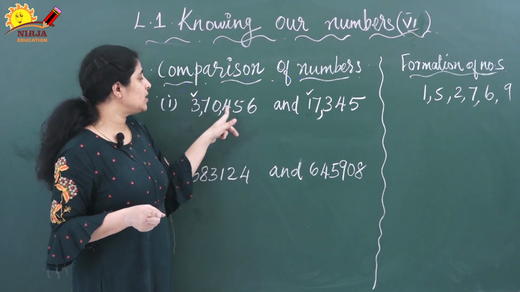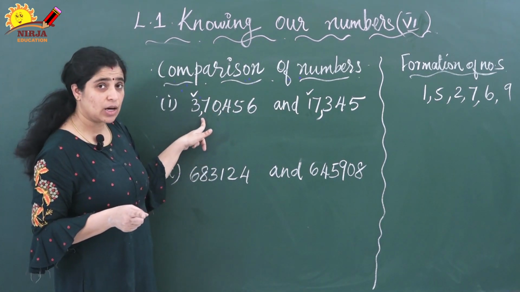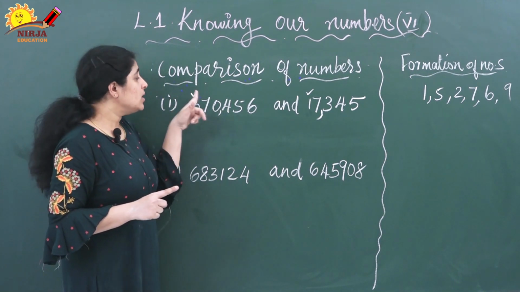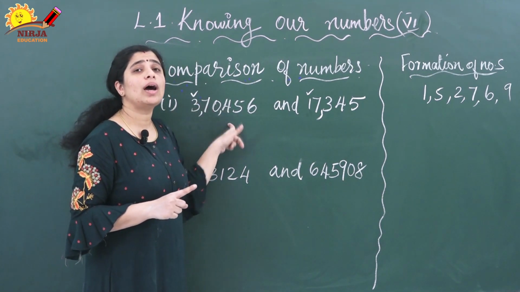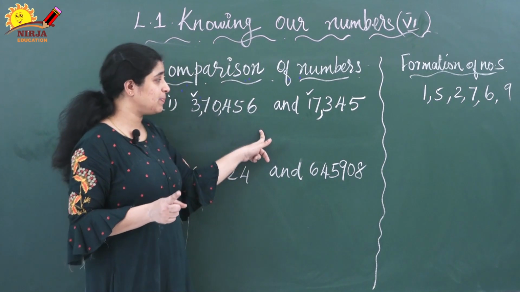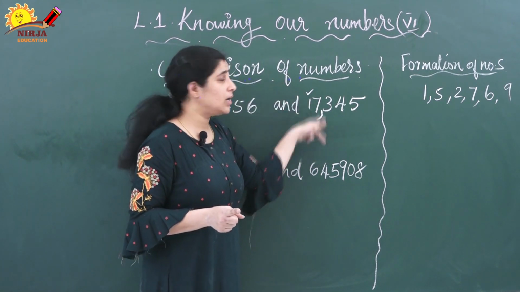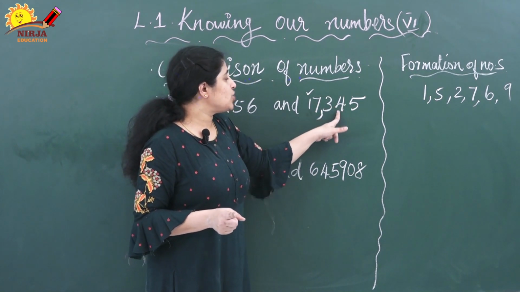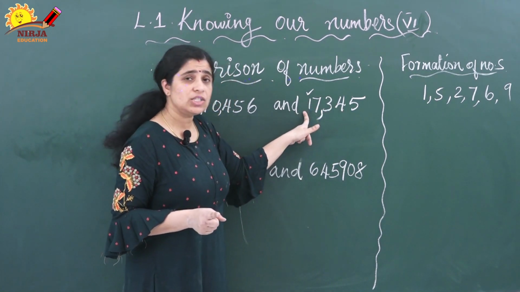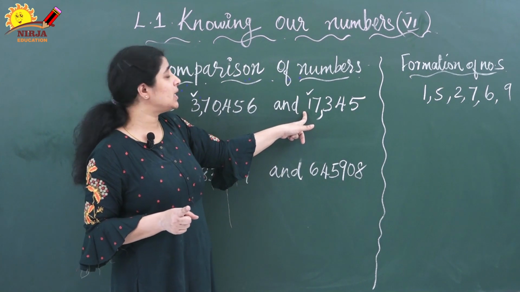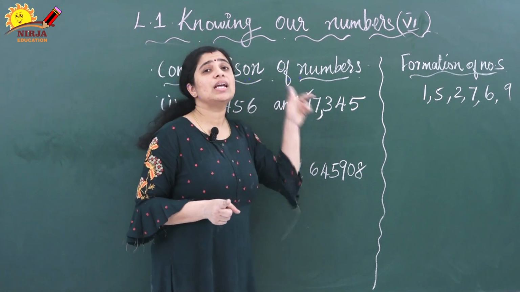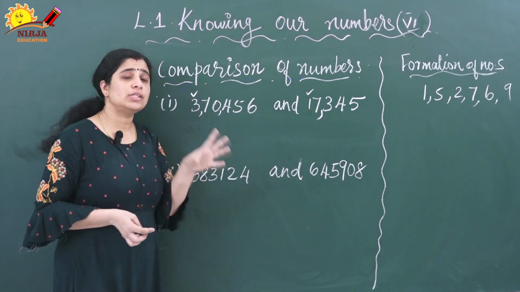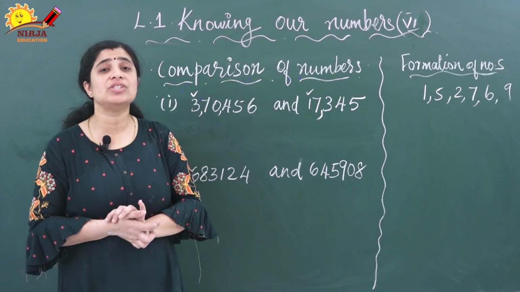1, 10, 100, 1000, 10,000 and lakh. So how can you read this number? 3,70,456. Then how can you read this number? 1, 10, 100, 1000 and 10,000. You can read this number as 17,345. To compare numbers, first you have to see how many digits are there.